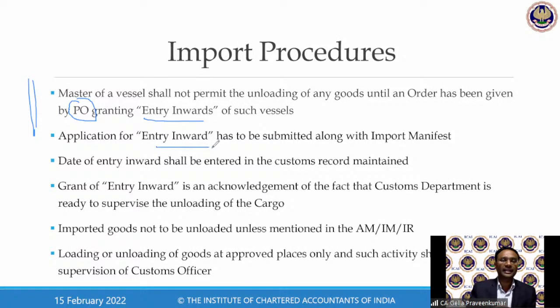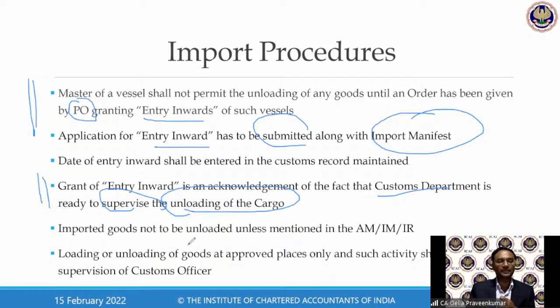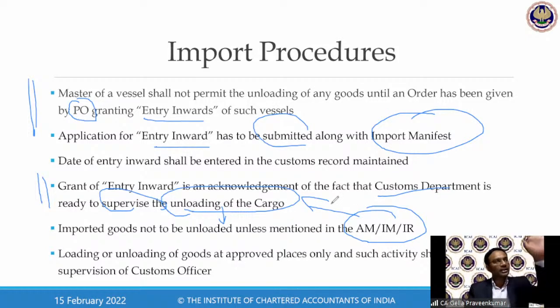And whenever they have given an entry inward, they submit something called the Import General Manifest. And whenever there is an entry inward, the customs department notifies a person to supervise unloading of material from a cargo. And the goods which are unloaded should be as per the general manifest which is given. Means they give a list, saying, look, these are the list of items I have brought. Out of these, this is the notified list which I wanted to unload at your particular port.